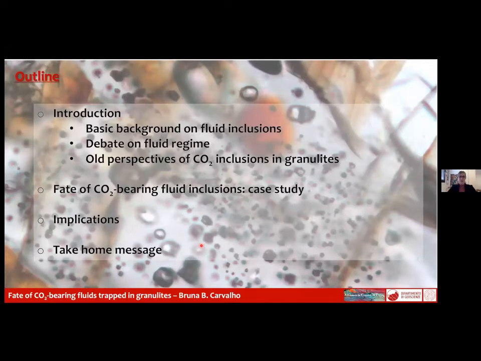I will start with a basic background on fluid inclusions, then I will talk about the debate on fluid regime and the old perspectives of CO2 inclusions in granulites. Then in the second part, I will talk about the case study that we did. I will discuss the implications of these results before I leave you with a take-home message.